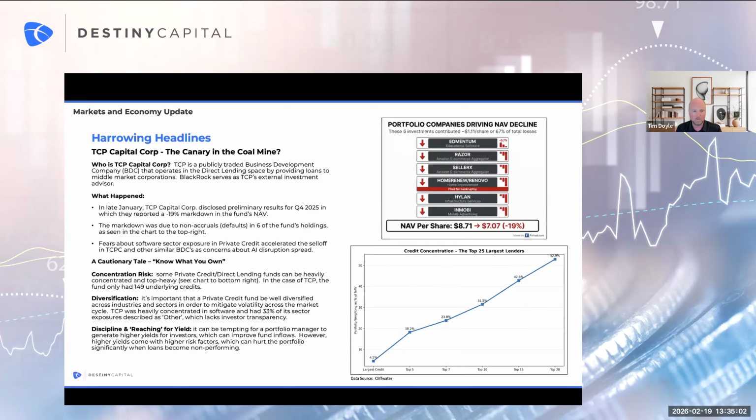So concentration risk you want to look at, diversification is crucial, and you want to look at who's managing the fund, what's their track record, are they disciplined, or do they tend to reach for yield to attract investor dollars? That can be great in good times, but in bad times that can really hit you negatively, and you have a negative outcome like we saw with this particular fund. So I know that was a lot again, Jarrod. Anything else, any other perspective you'd like to add to that?